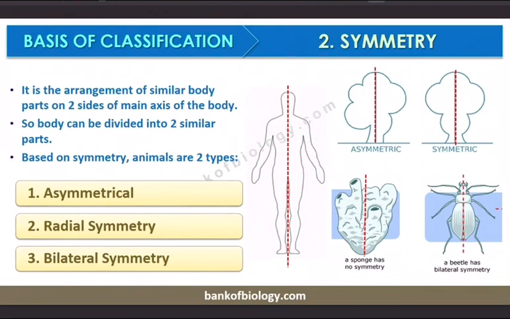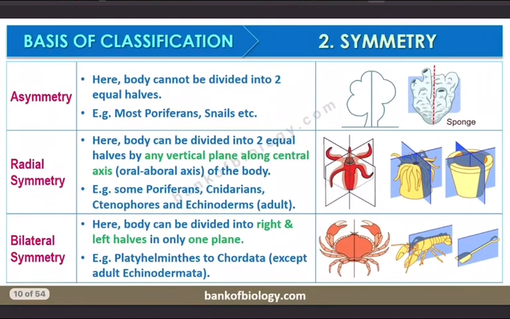Then symmetry. When we talk of symmetry, it is the arrangement of similar body parts on two sides of the main axis of the body. So the body can be divided into two similar parts based on symmetry. Animals are of three types, as we said. Asymmetric: when we cut the animal in any direction, we don't get two equal halves. Radial symmetry, a round one, in any direction we get it. And bilateral symmetry, like you are seeing in a human being, from top to bottom when we cut, we get two exact halves, part 1 and part 2. Then we say bilateral symmetry.